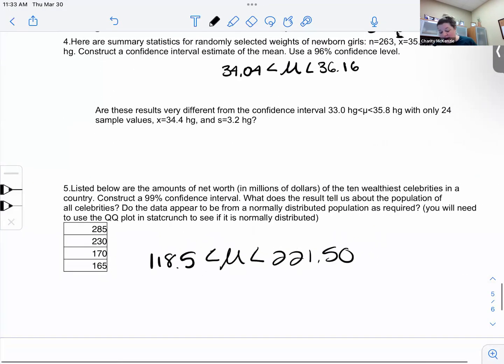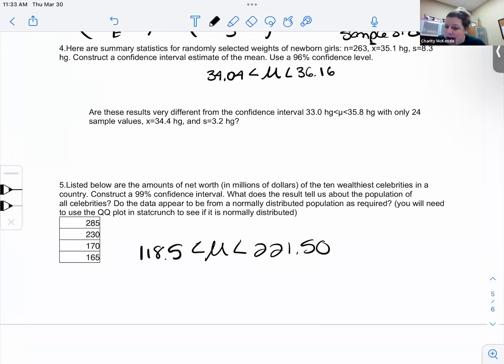You can find the standard deviation and the confidence interval from StatCrunch. You can also find the margin of error in there, kind of up to you. Remember the wording after you find this confidence interval: we are confident at the level of 99% that the true population mean is between 118.5 and 221.5 for their average. That's our wording. Fancy wording.